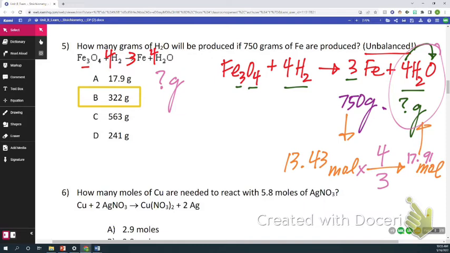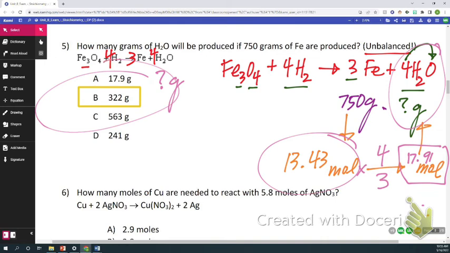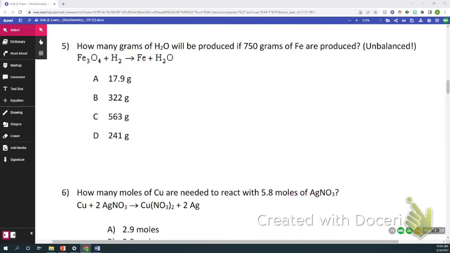Okay, 750 grams. Change it to moles by dividing by the molar mass of Fe. Then you get this, right? And then you have to multiply by 4 divided by 3 because you're going to a 4 and you came from a 3. Multiply by 4, divide by 3 because I'm going here and I came from here. And then you get this. And then from there, you just change to grams. Multiply by H2O molar mass. 322. All right?